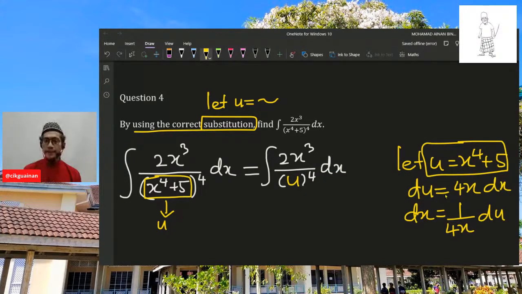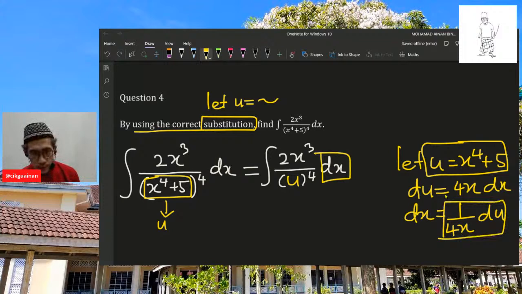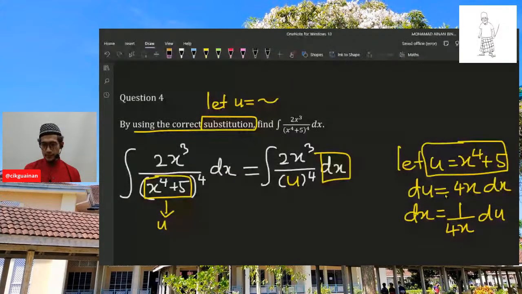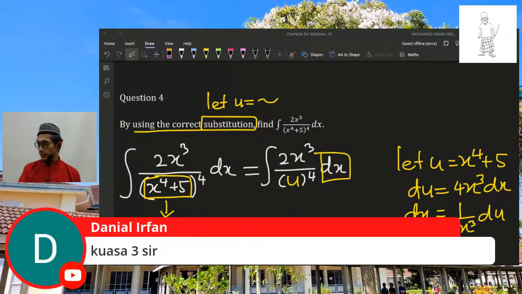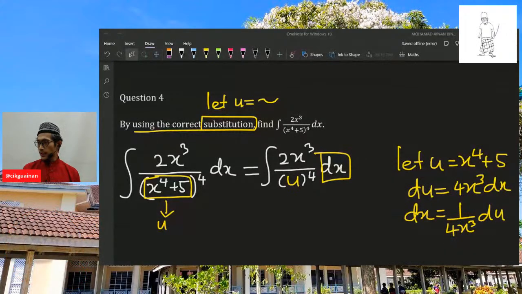The dx over here, with what? This one. The power is 3, not what I said; the power has x, oh, power 3. Thank you, very keen eye. Okay, sorry. So dx is 1 over 4x cubed du.